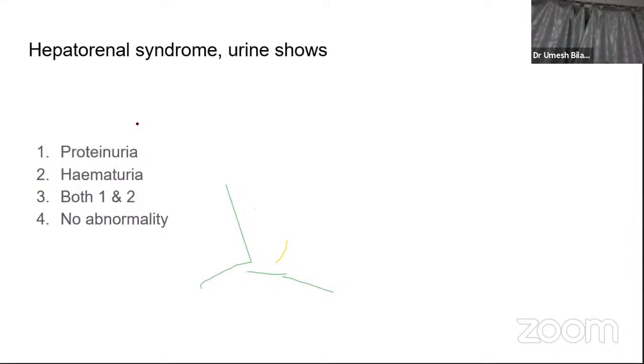Hepatorenal syndrome, urine shows proteinuria, hematuria, both, no abnormality. See, there is a proteinuria there as well as hematuria.